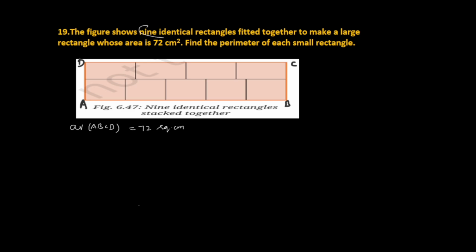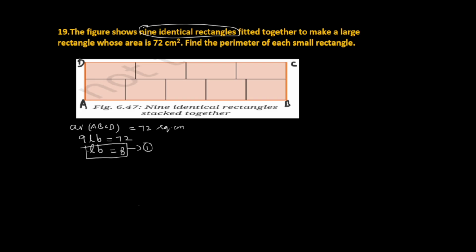And here 9 identical rectangles are fitted. So if we take the length as L and the breadth as B, 9 times LB, since 9 identical rectangles are given. So 9 times LB is equal to 72 centimeters squared. So LB is equal to 8 centimeters squared. We got this relation first.